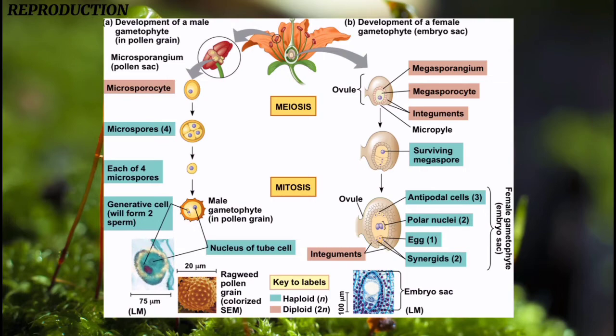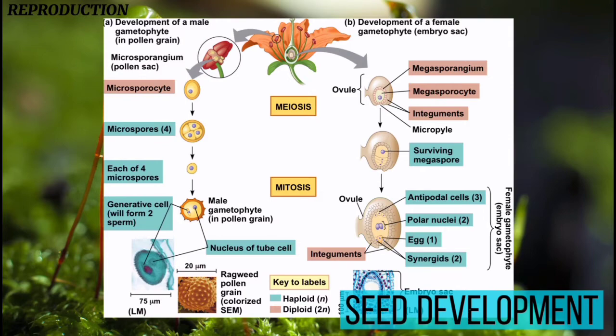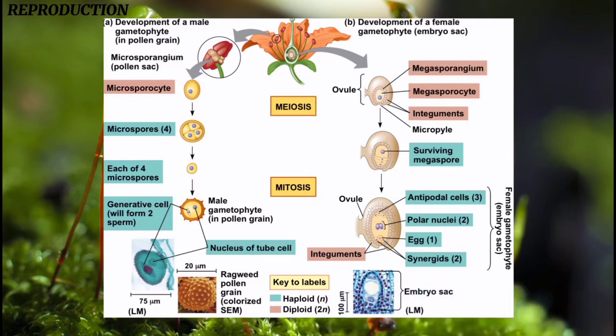The tube grows down through the style and pierces one of the ovules in the ovary. This process is called fertilization. Each ovule must receive the contents of the pollen tube before it can develop into a seed. It usually takes the tube from 2 to 5 days to reach the ovule. The time may vary from a few hours to 6 months.